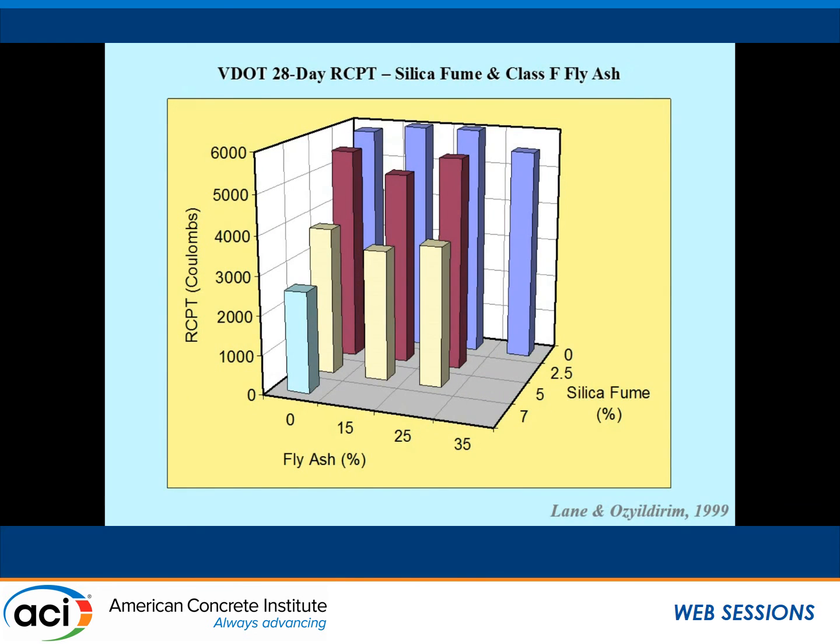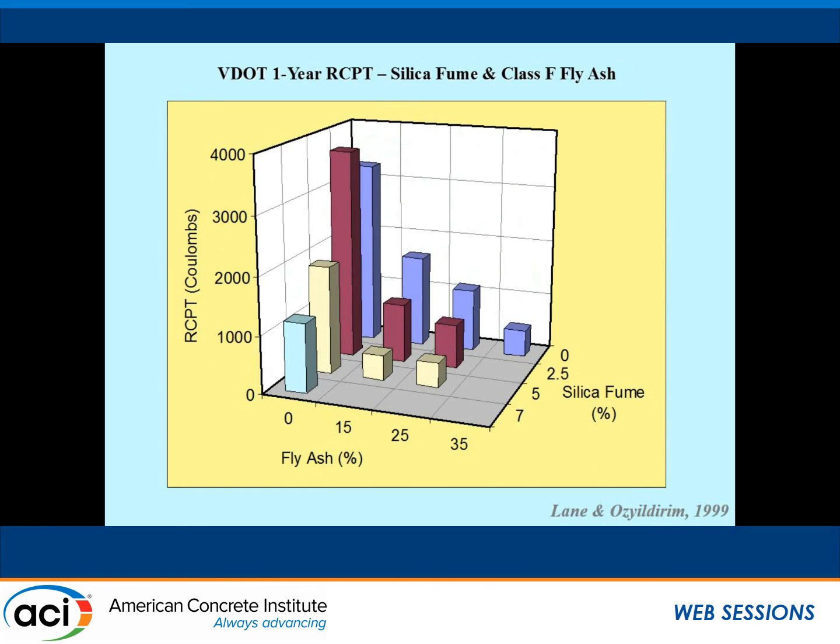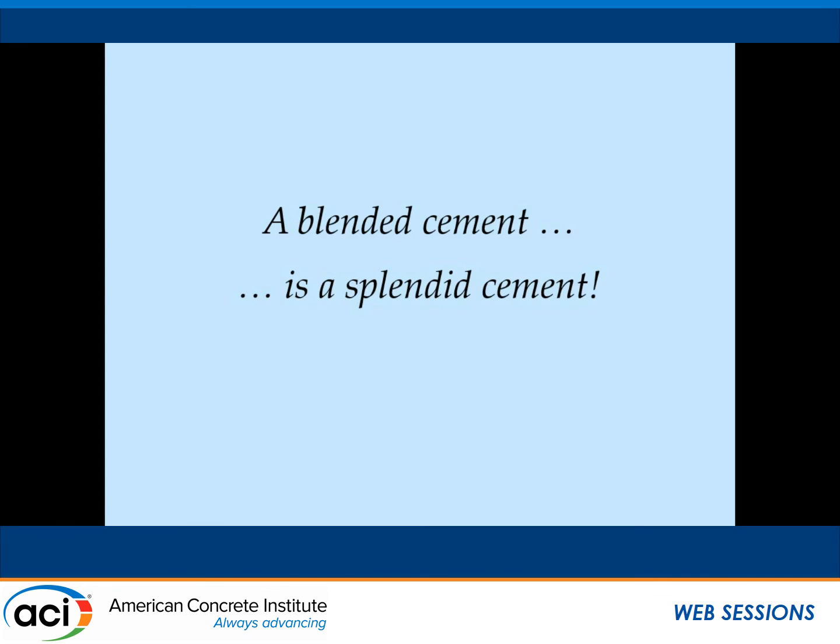If, however, you look at a 28-day result, you're probably not going to use fly ash. If you want to look at a 1 year result, if you really are interested long-term, then you're going to see the benefits of the fly ash really kick in. The ternary blend long-term gives you much, much better performance.